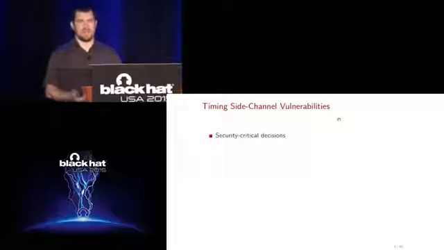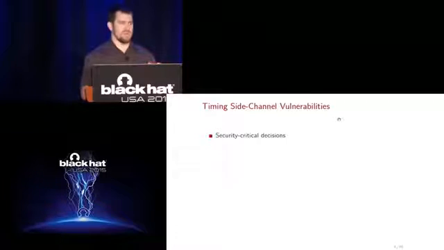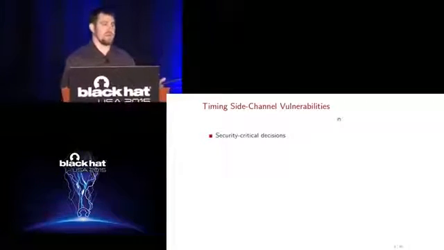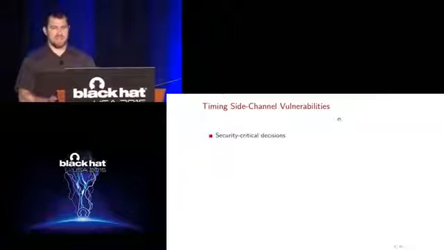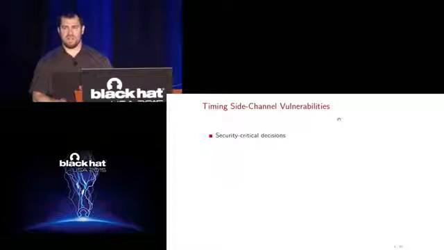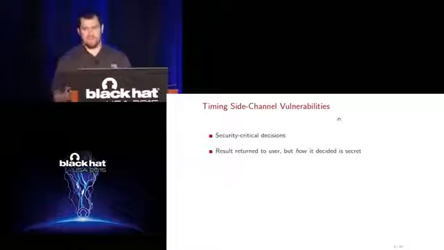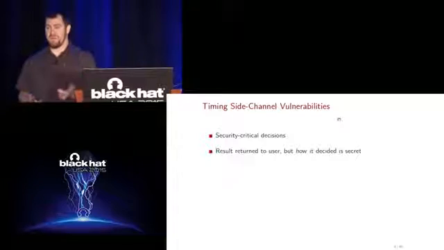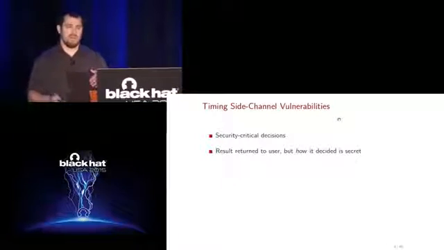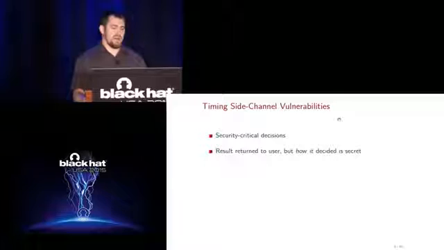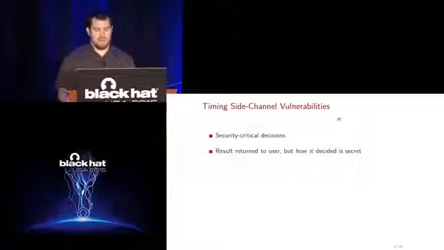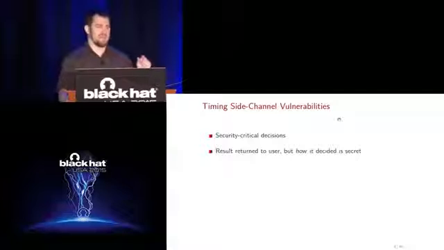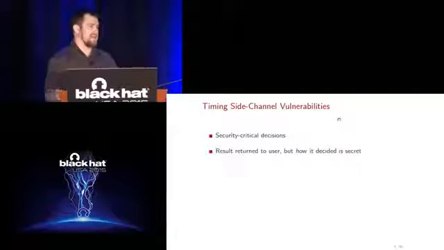Well, just about any piece of software has situations where it needs to do some kind of security critical operation. Things like authentication, authorization checks, or cryptography. And sometimes in those situations, it's really important that the application return the result of that operation, whether success or failure, to the user or a potential attacker. But it's really critical that the details of how the decision was made are not exposed.